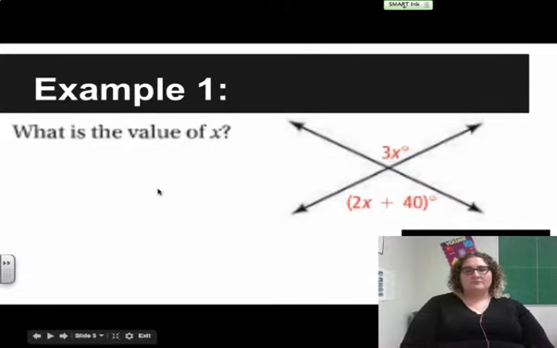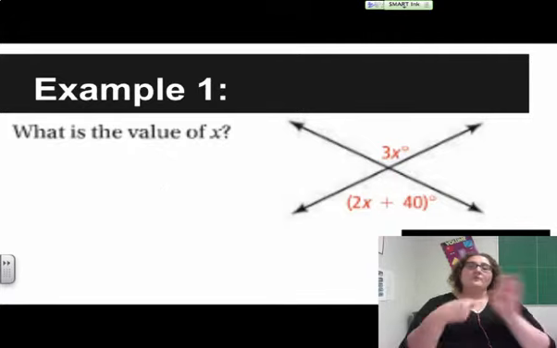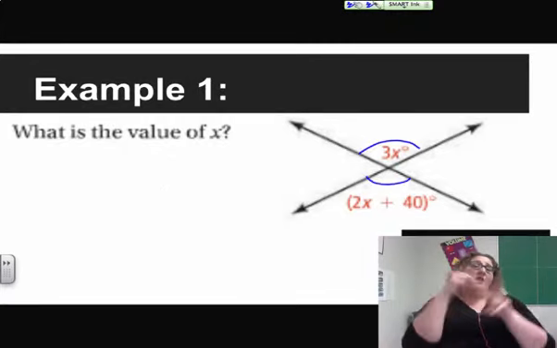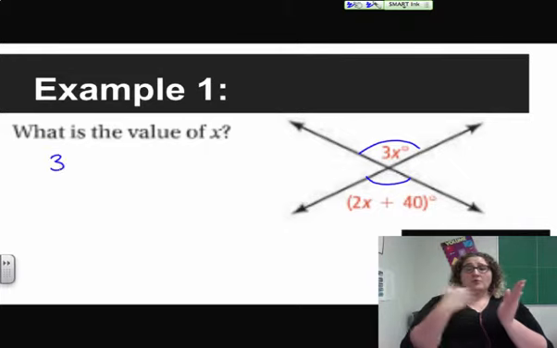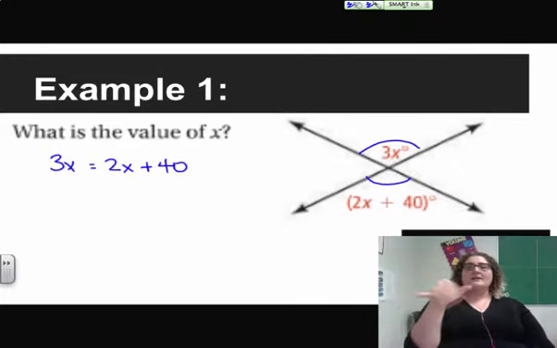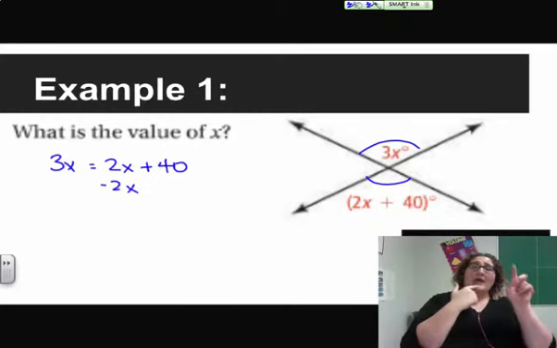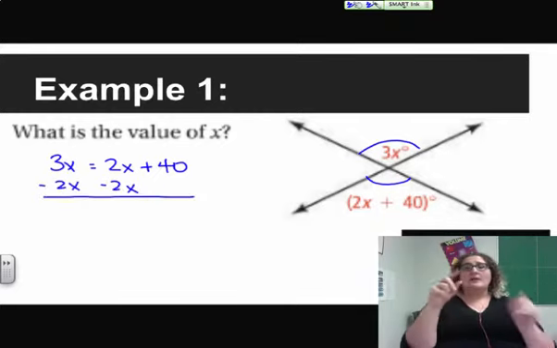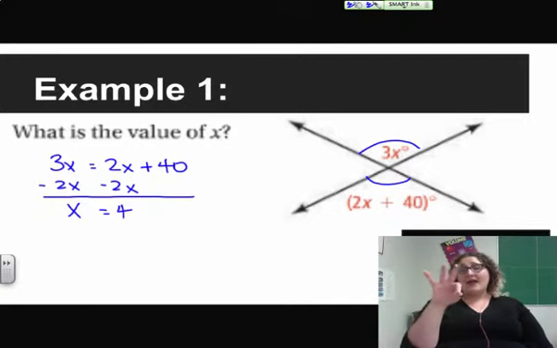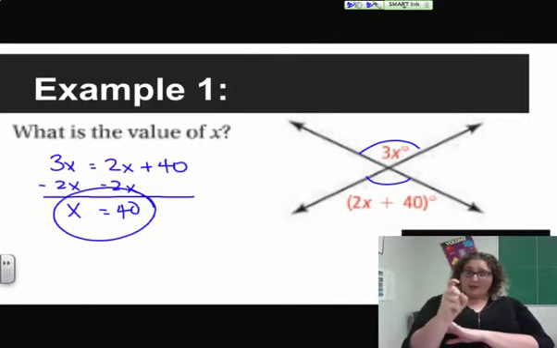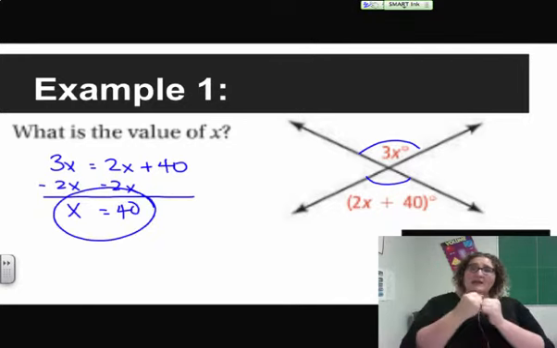Example 1, it says, what is the value of x? Now notice here we have vertical angles, and since we have vertical angles, I know that this angle is congruent to this angle. So I can say 3x equals 2x plus 40. I'm going to solve for x, so I'm going to subtract 2x from both sides and I get x equals 40. And since it just asked for the value of x, I'm done.